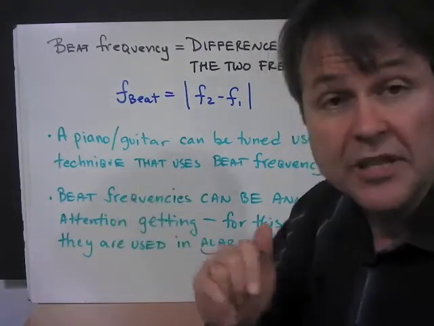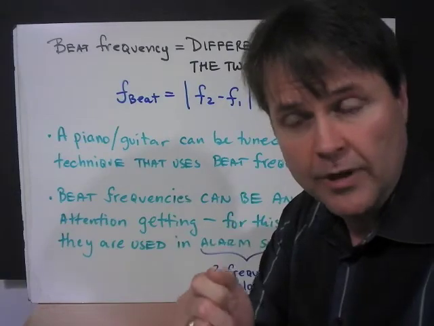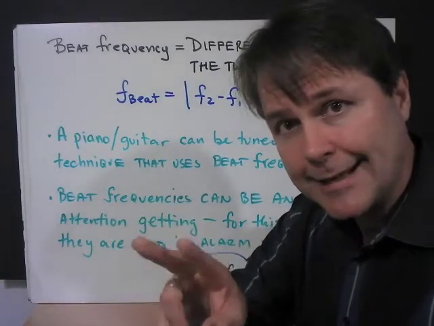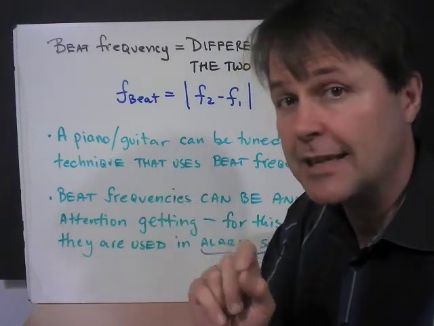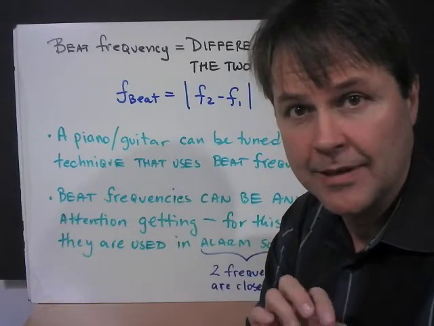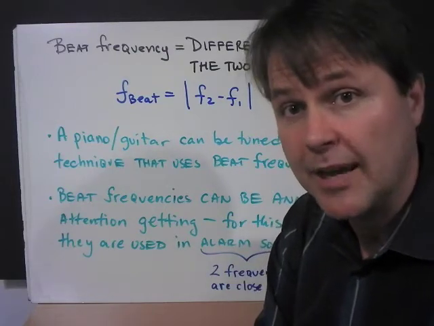A piano tuner does the same thing. A piano tuner will tune, say, the first key using a tuning fork, and then adjacent keys, he'll play those keys, two keys at a time, and listen and see, do those two keys match one another? And if they're slightly off, then you'll hear that kind of a buzzing beat sound. And then they'll tighten or loosen that adjacent string in the piano.